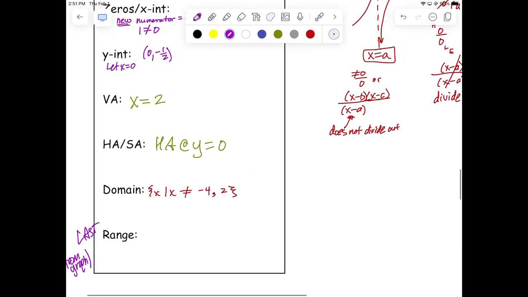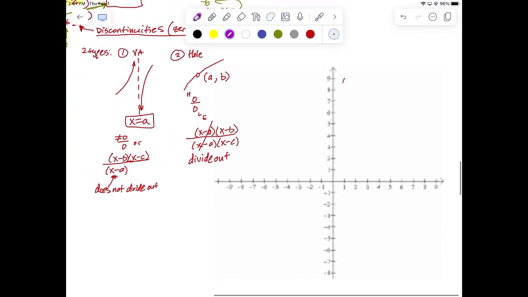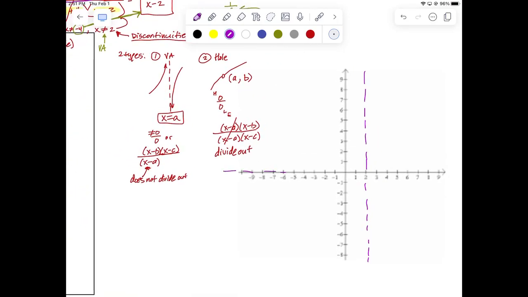All right, now if you haven't been plotting your information as you've been finding it, now's the time to put it all on the graph. Do your asymptotes first, though, okay? Your asymptotes go first. I got a vertical asymptote at x equals 2. So I'm going to come in here and draw a vertical asymptote at x equals 2 all the way through. And I got a horizontal asymptote at y equals 0, which looks like this.